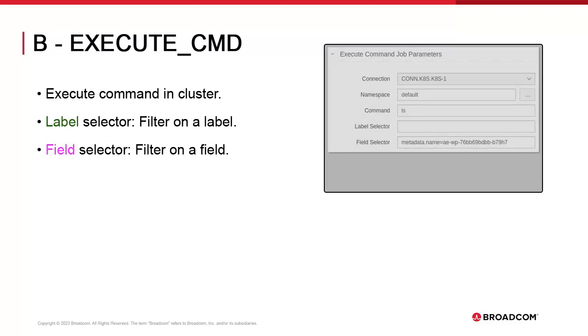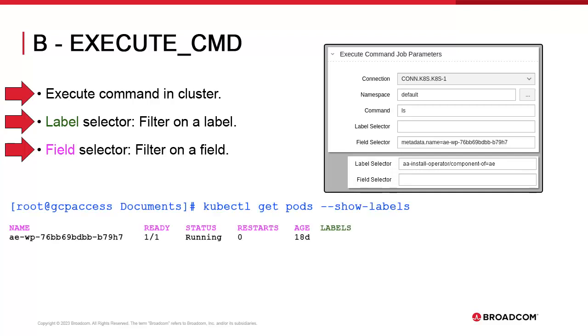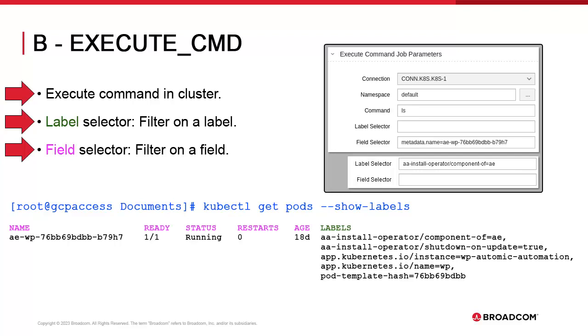The second job type is execute command. This gives us the ability to submit system commands inside the namespace. This is the Automic equivalent of the kubectl exec -it command. You find two fields, label and field selector. These provide the ability to target specific pods by filtering on labels or fields. The kubectl get pods command with the show-labels option produces the list of pods and fields, name, ready, status, and so forth, as well as all the labels assigned to those pods. You can type in the information in either field, say metadata.name equals the name of the pod, or label equals the value name, and the command executes in all of the pods that match that label.